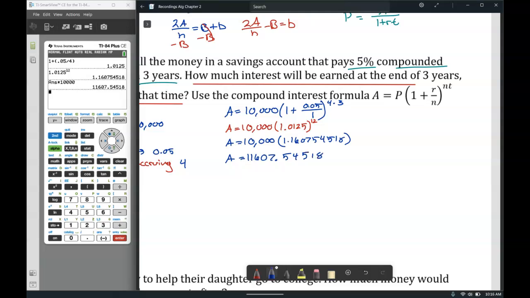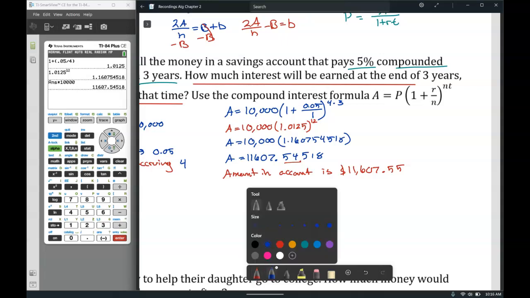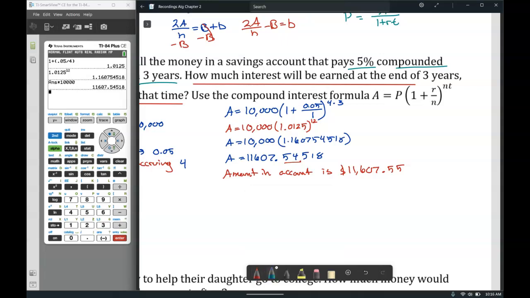And since they did not tell us any rounding value, we're going to round to 2 decimal places. So the amount in the account after 3 years is $11,607.55. Now we also wanted to figure out how much money was earned in interest, how much interest was earned.